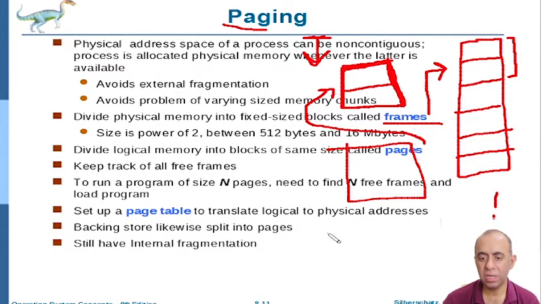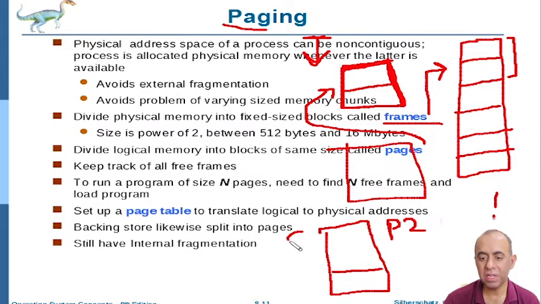So let me draw it here again. So for example, this was our program. Let's say the name is again process 2, and the complete size was 200. So what will I be doing? I will first start from the logical address 0 and go up to address number 127, and I will declare that this is my first page, right? This is page number 1.